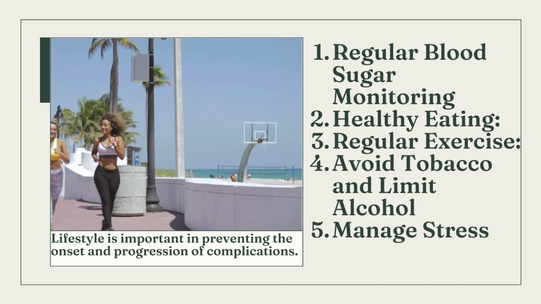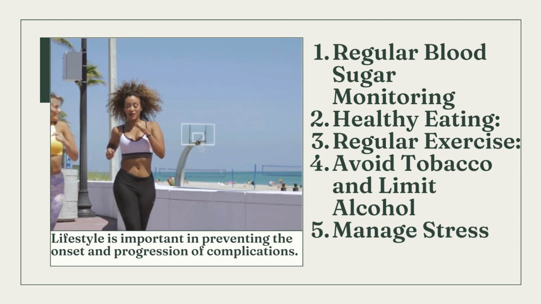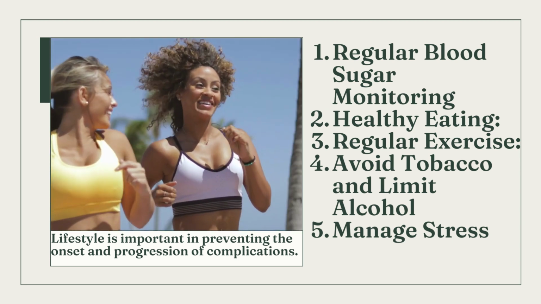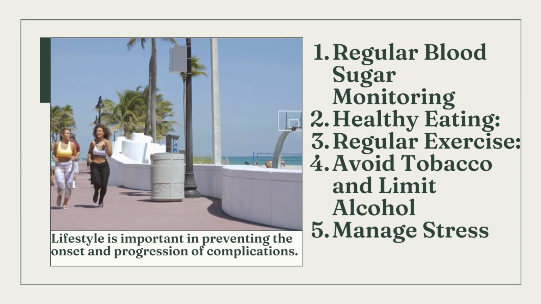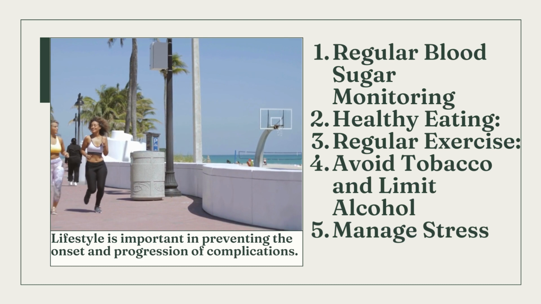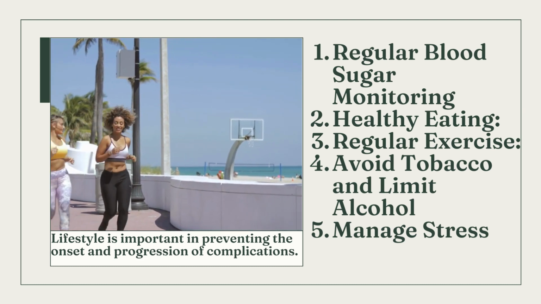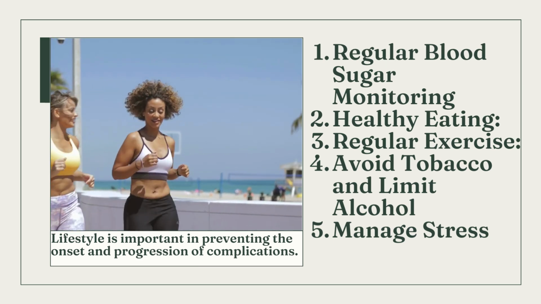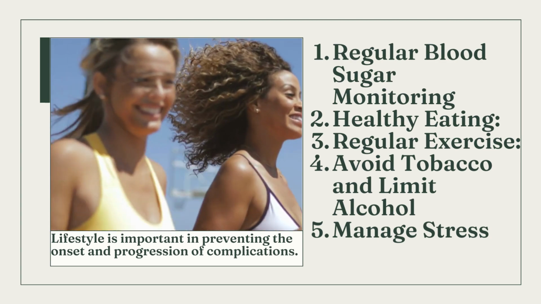Regular blood sugar monitoring: ensure they're within your target range set by your doctor. Healthy eating: eat a balanced, healthy diet. Regular exercise: aim for at least 30 minutes of moderate exercise, like brisk walking, every day. Avoid tobacco and limit alcohol. If you smoke, work on a plan to quit, and if you drink alcohol, do so in moderation. Manage stress. Stress can have a negative impact on your blood sugar levels.